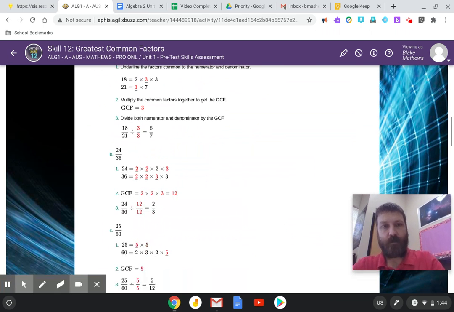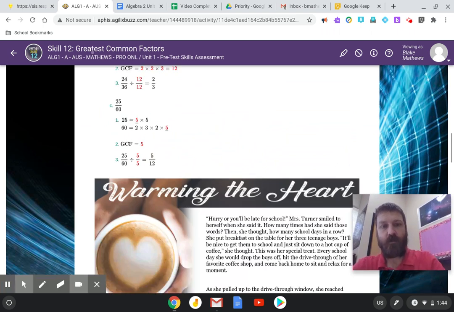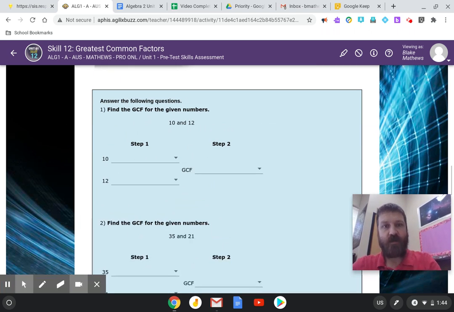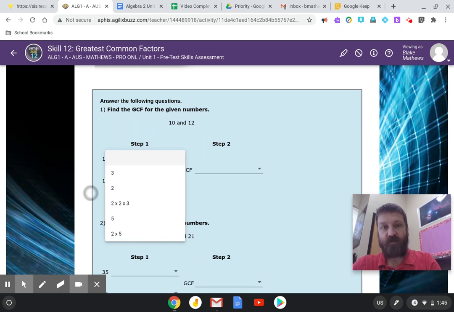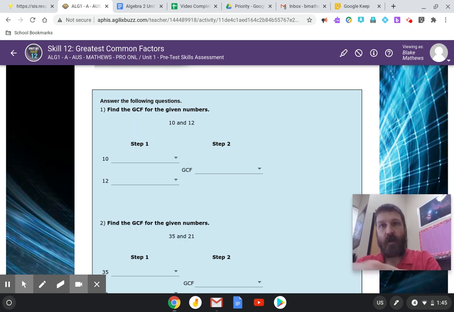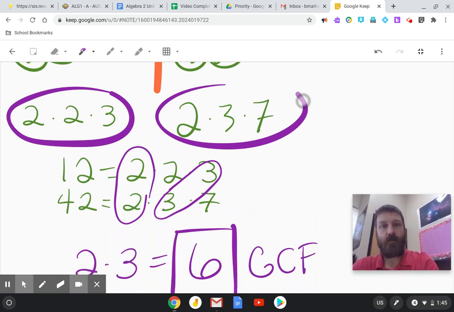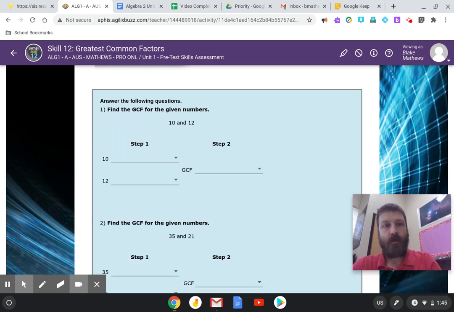There's a bunch of examples in the lesson which are super helpful. Going down, this is exactly what you're doing. Find the GCF for the given numbers. Step 1 is where you do the prime factors. So you need to find, amongst this list, the one that is the list of prime factors, like the list I've written here, here, and here. That's your prime factors. That's what goes here. So 10 would be 2 times 5.